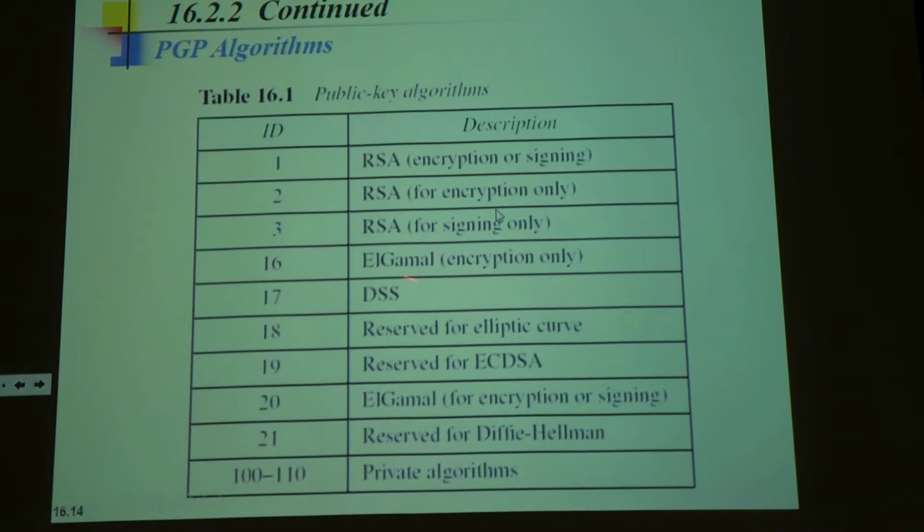16 is ElGamal for encryption only. 17 is DSS, another algorithm which we studied, right? 18 is reserved for elliptic curve, reserved for ECDSA, one of the algorithms we have studied. 20 is ElGamal for encryption and signing. 21 is reserved for Diffie-Hellman, which we learned last class. You could generate a session key, right? And 100 to 110 are private algorithms, different algorithms you could check.